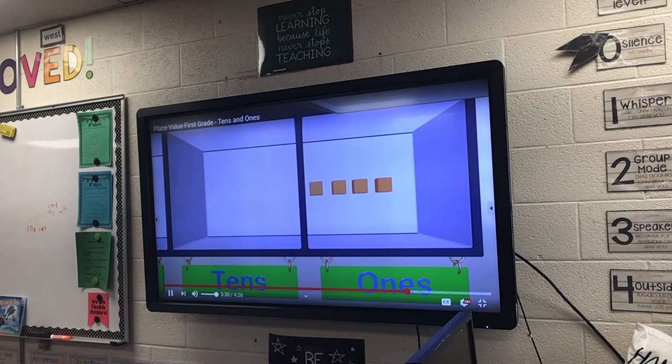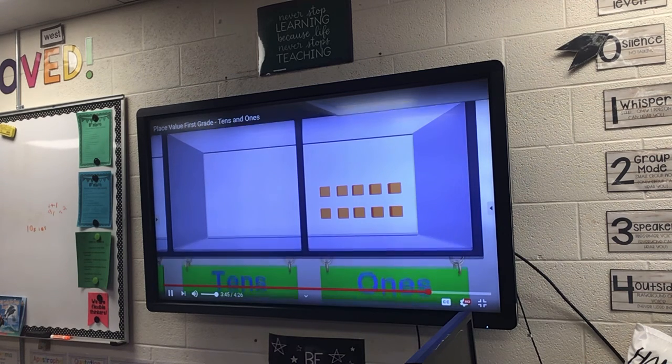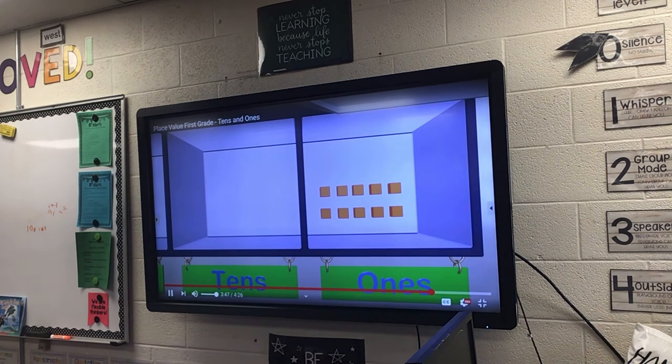Here we have 4 ones blocks, and they go in the ones place. Now count with me as we add more ones blocks to the room. 5, 6, 7, 8, 9, and here comes one more. Once we have 10 of the ones blocks, we have to group them into what?